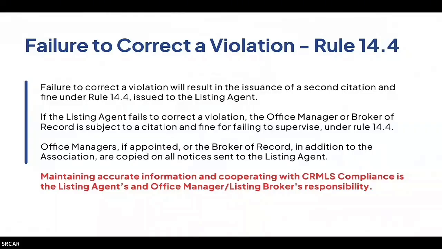That's why we want you to make these corrections, so that everybody's dealing with accurate information. So again, if you don't make the correction after you receive this second citation, we are not going to issue anything else to you, but we will issue your broker of record or your office manager a citation for failing to supervise, and they're going to get a no warning citation for $250 for failing to supervise you. How this comes about is that all of the previous communications that we sent to you, they were copied on. So they should know that we are trying to reach you and that we're not getting any cooperation back, and they should be reaching out to you to get this resolved.